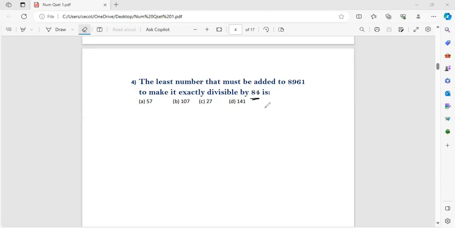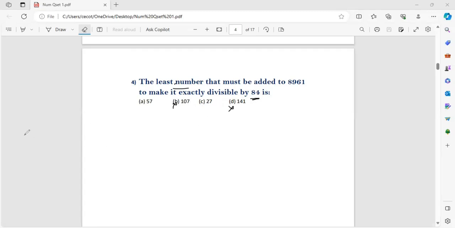Observe the divisor 84. The least number that should be added so that it becomes a multiple of 84. Observe the options. Let's go with the option elimination approach. We can discard two options from here. Which are? Yes, perfect. This one and this one. Why? Because these two numbers are greater than 84. So for the moment, let's discard those two numbers, because the least number should be less than 84, isn't it? Now we are left with 57 and 27.